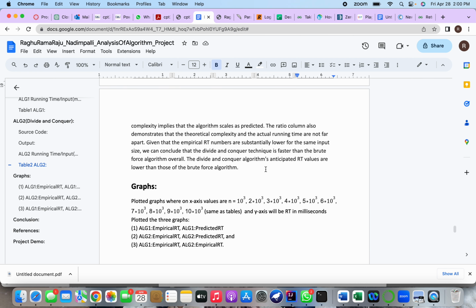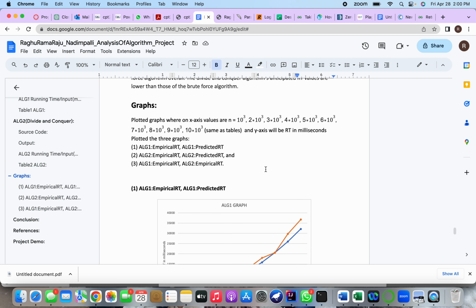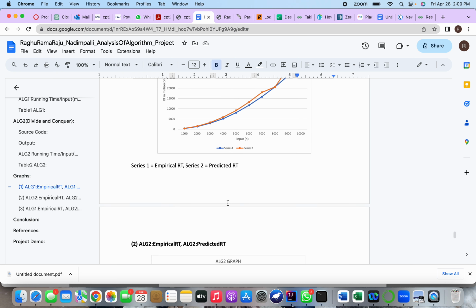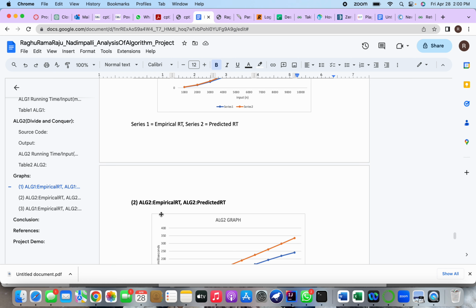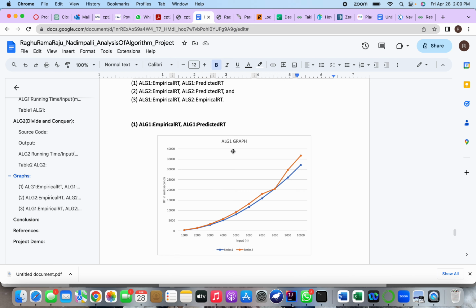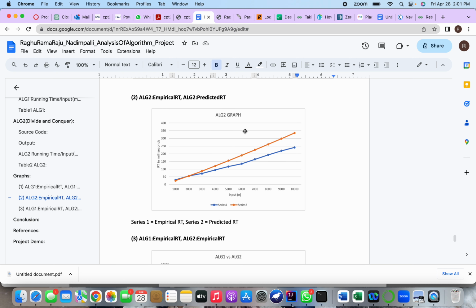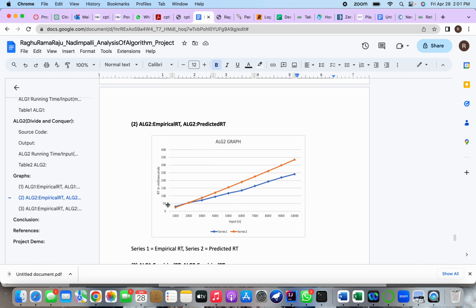I think that's it pretty much. So I plotted 3 graphs. One is the empirical RT versus predicted RT from my algorithm 1, which I already explained, and the same with algorithm 2 and predicted 2. Same, I mean for my divide and conquer, this is how the algorithm looks. And the third one is the empirical RT between my algorithm 2 and algorithm 1.